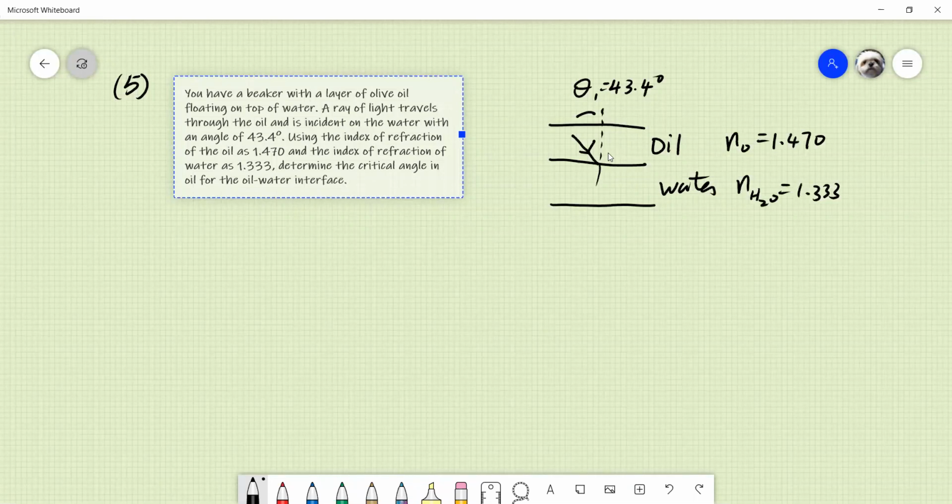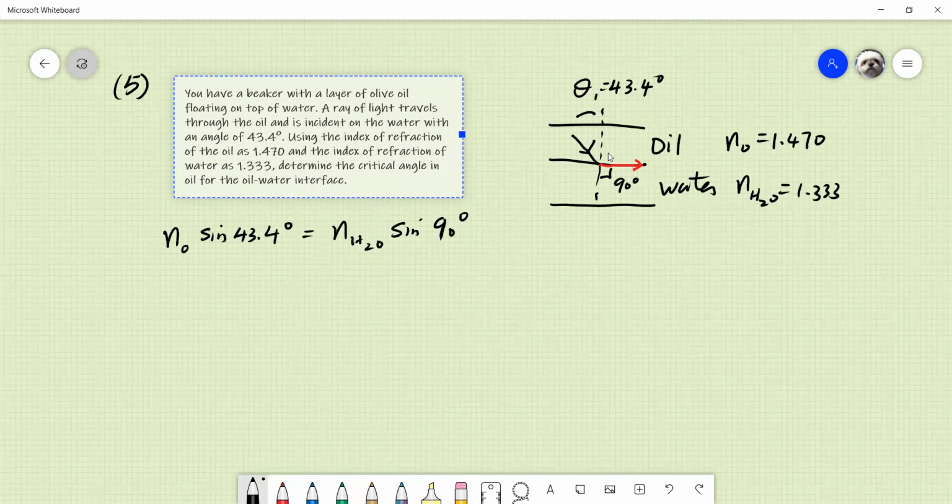The critical angle means at the moment the refracted light is along the interface. If you are larger than that, then everything will reflect. If you're smaller than that, then everything will go through, right? So here is 90 degrees. So we can write it: N oil times sin 43.4 degrees equals N water times sin 90 degrees, right?